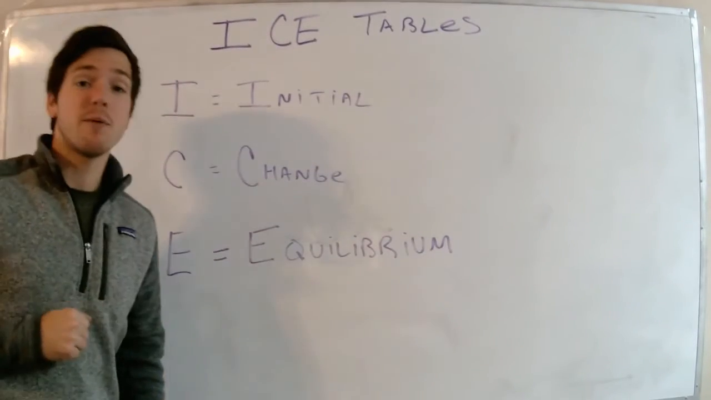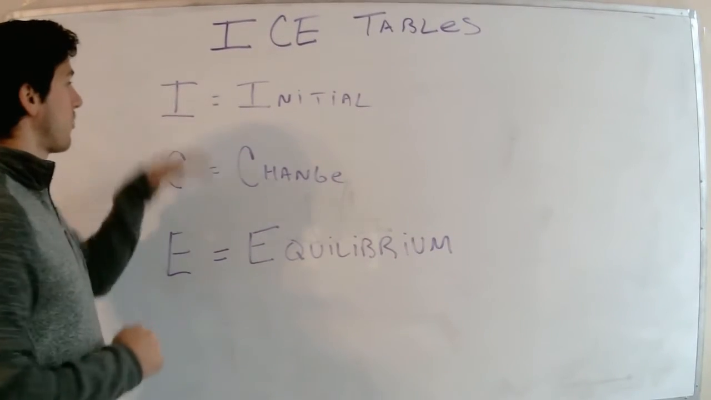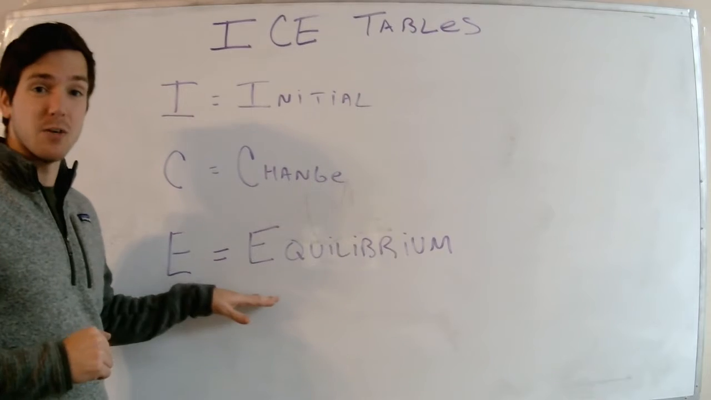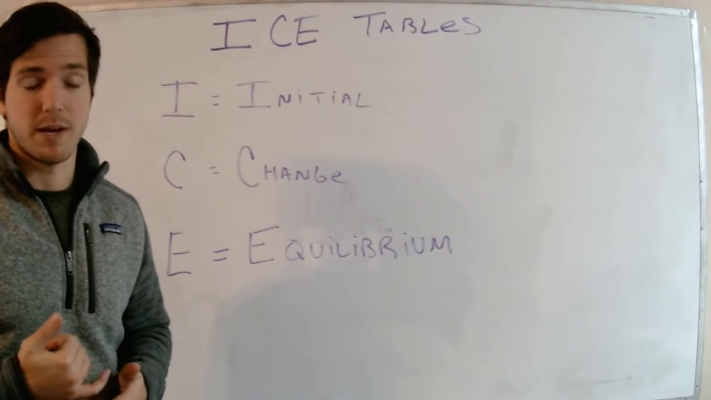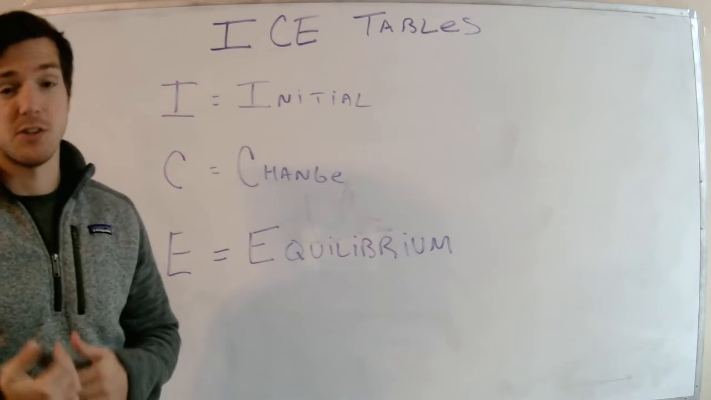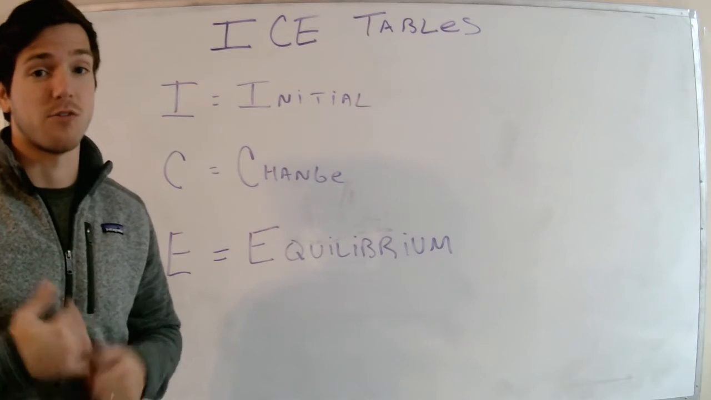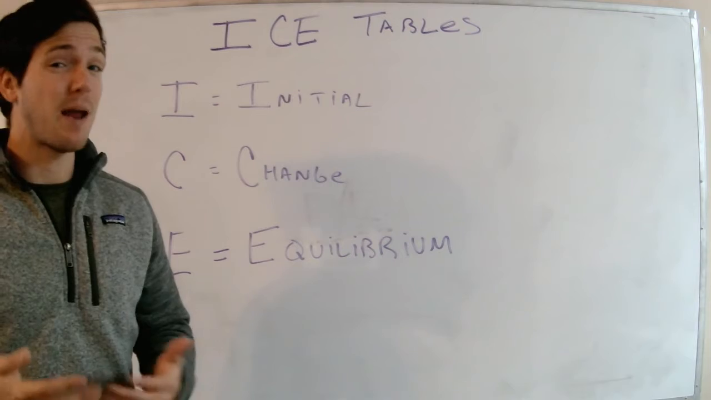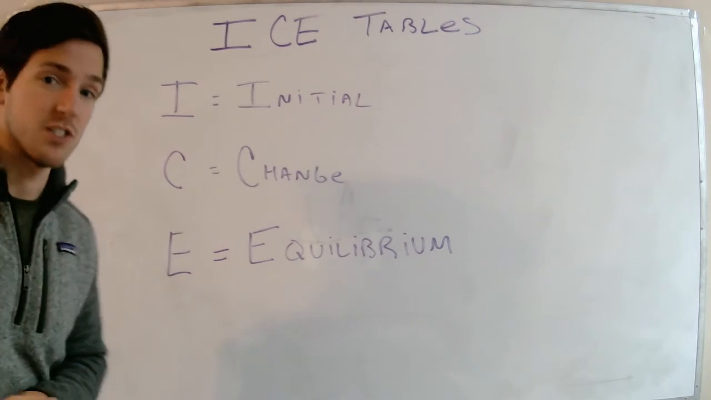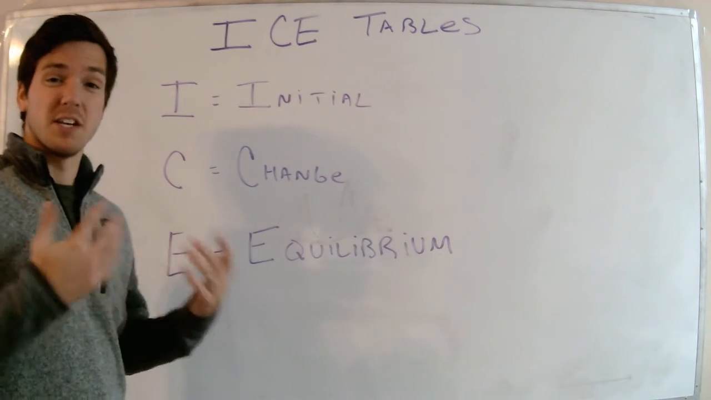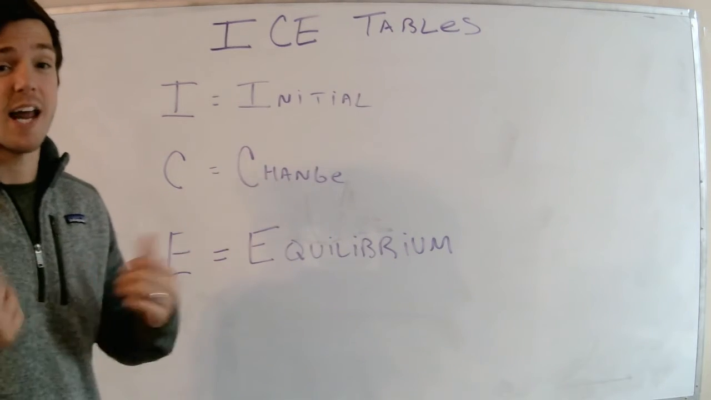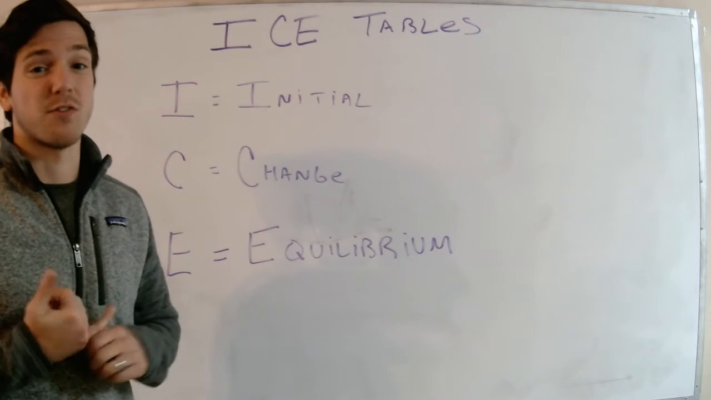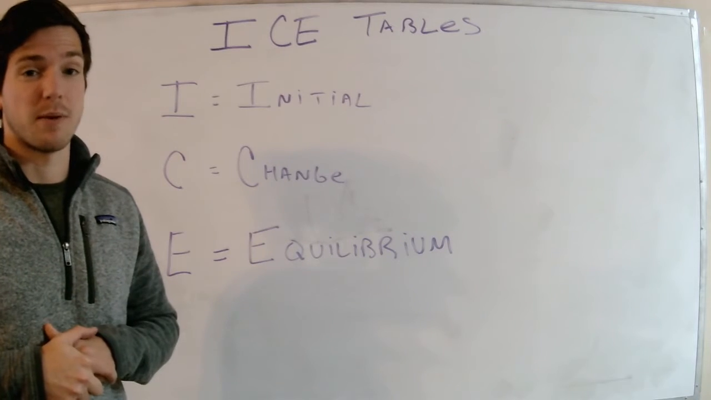Hey everyone, so today we are talking about ICE tables, which stands for Initial, Change, and Equilibrium. In our past lesson, I gave you all the equilibrium concentrations, and you were able to plug that into your equilibrium expression and solve for K. Well now, I'm not going to give you all the equilibrium concentrations. I'm going to be just giving you some initial concentrations, maybe one equilibrium concentration here and there, and you're going to have to figure out a way to solve for K or solve for your equilibrium concentrations.